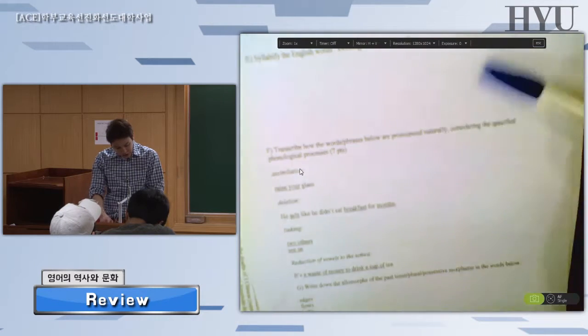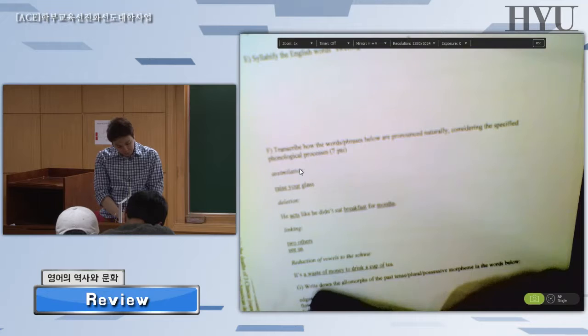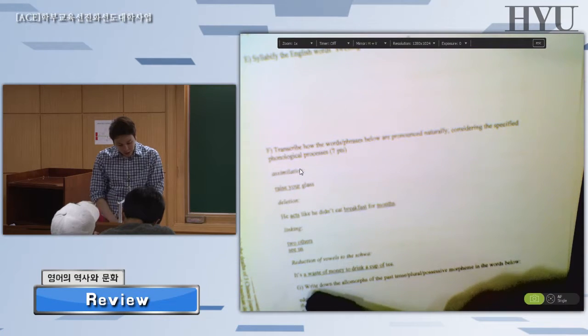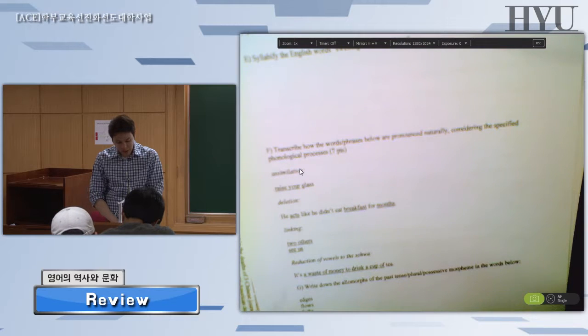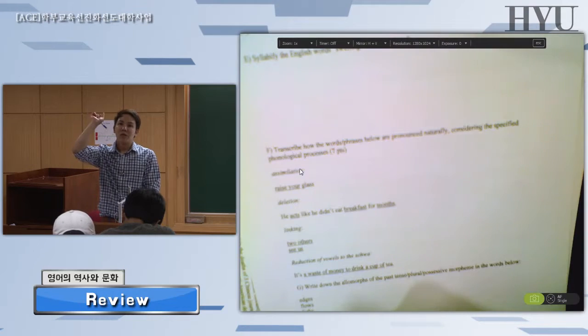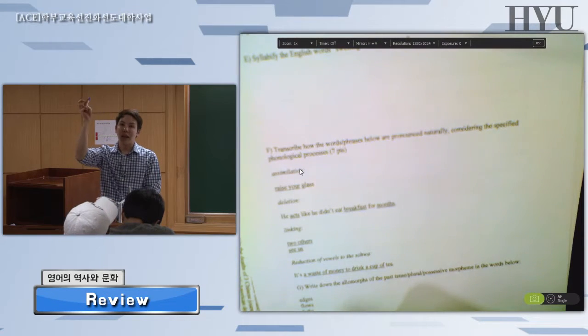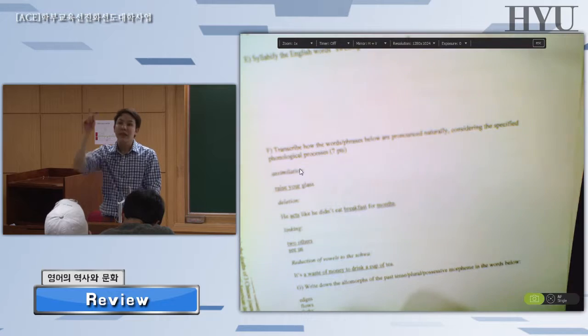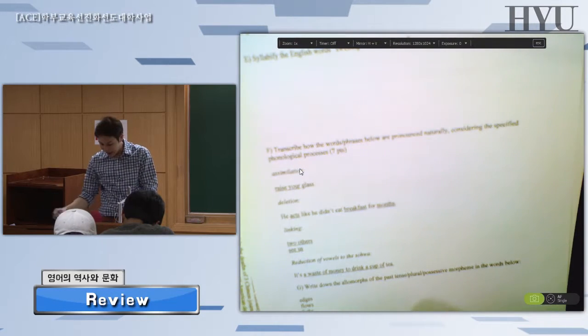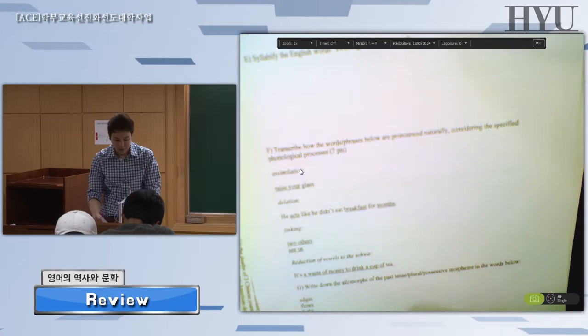That's for the phonology chapter. The next section, the G section on the second page: write down the allomorphs of the past tense or plural or possessive morpheme. This is for morphology, right? And remember, when it comes to past tense, we have 3 allomorphs: D, T, and the schwa-D, for example, right?